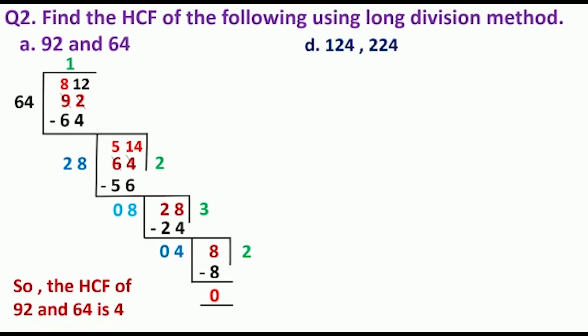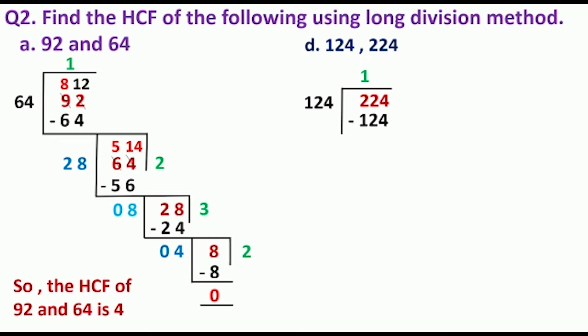Okay, now see the next question. Question number D, children: 124 and 224. We have to find the HCF of 124 and 224. So what is the greatest number here, children? 224. So 224 will be the dividend and 124 will be the divisor. So divide it, children. Divide 224 by 124. What will you get?